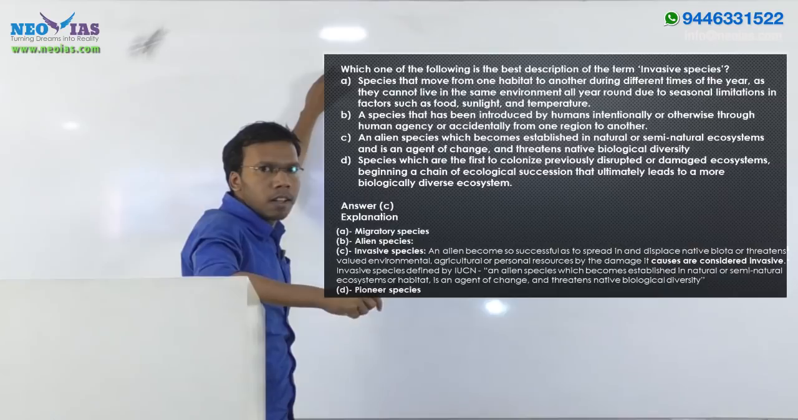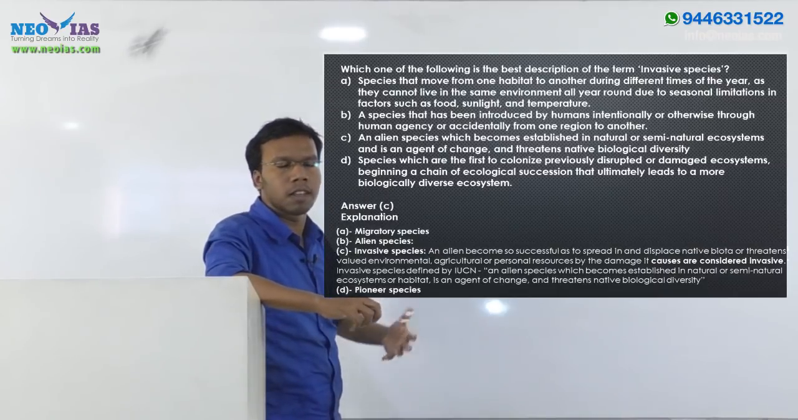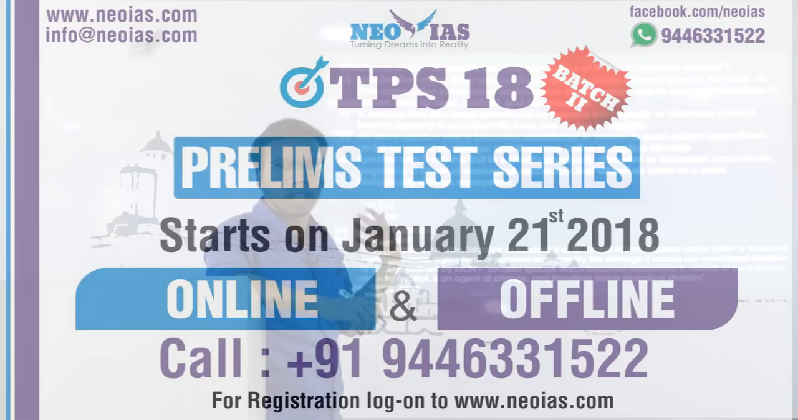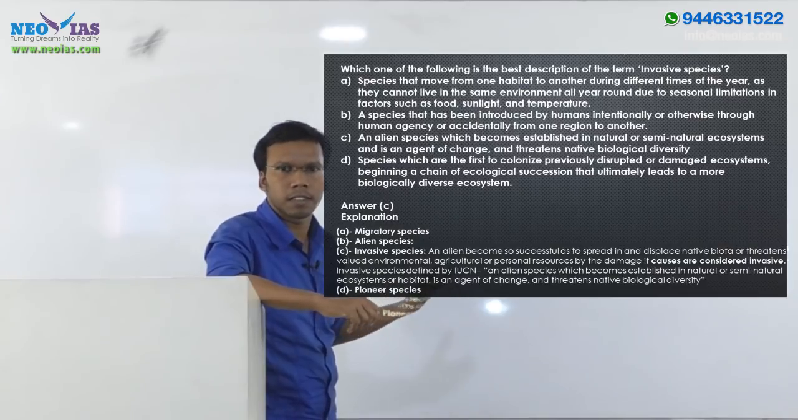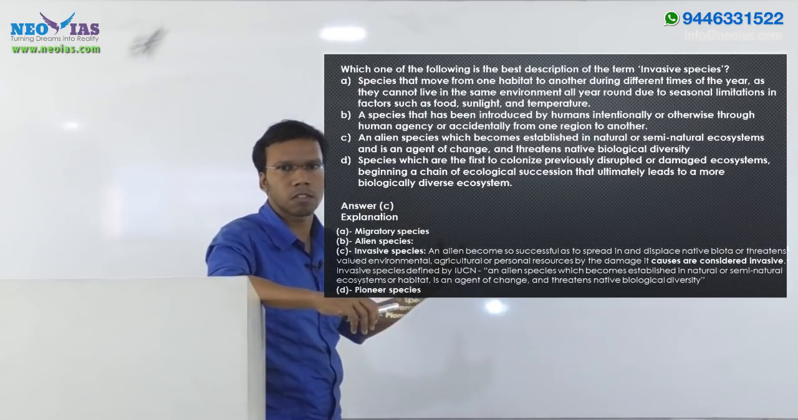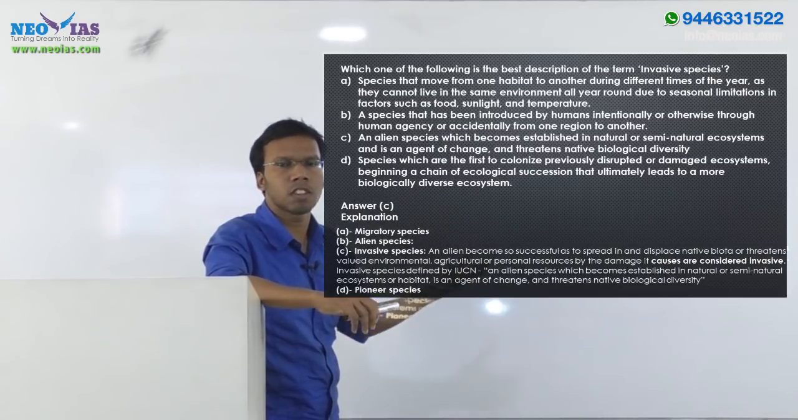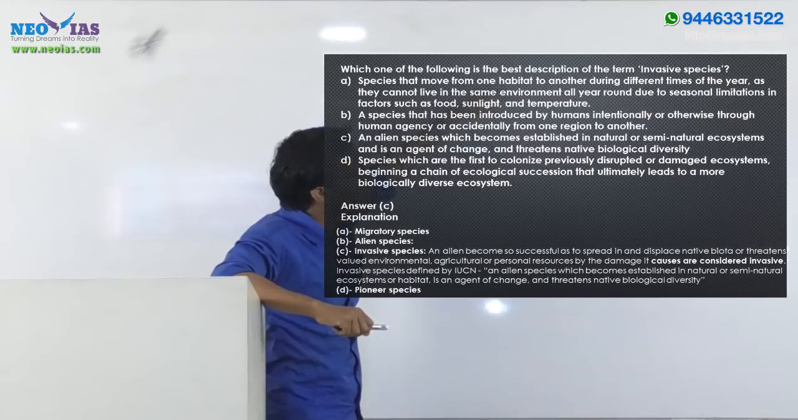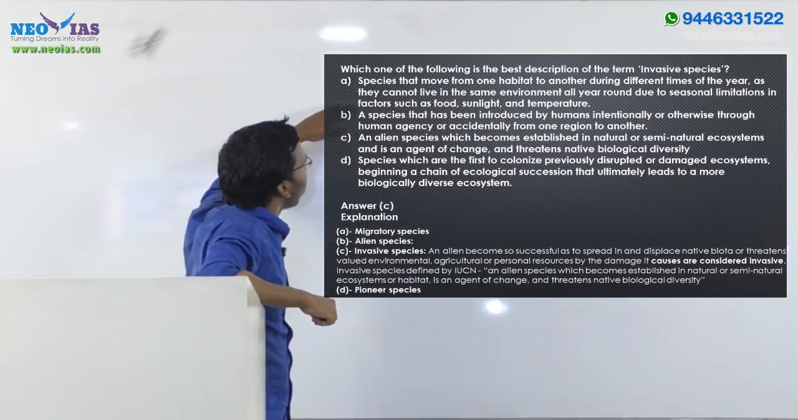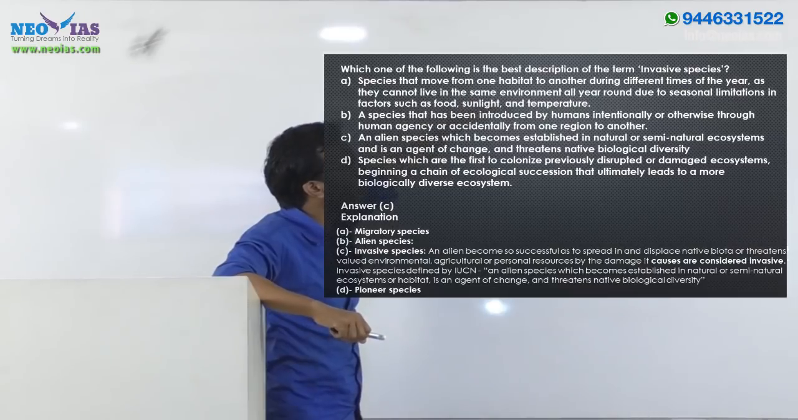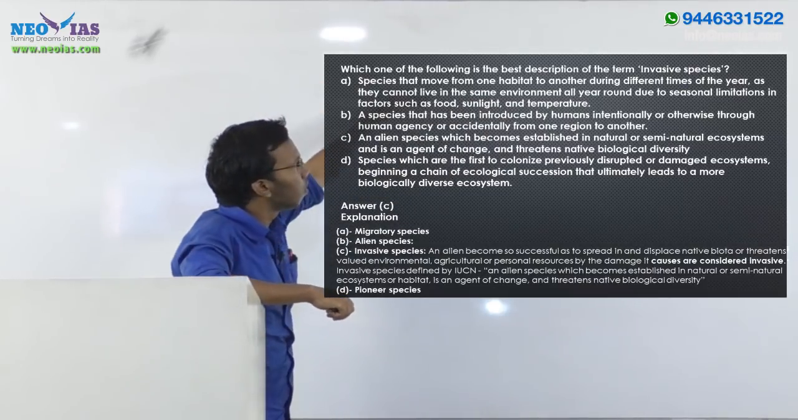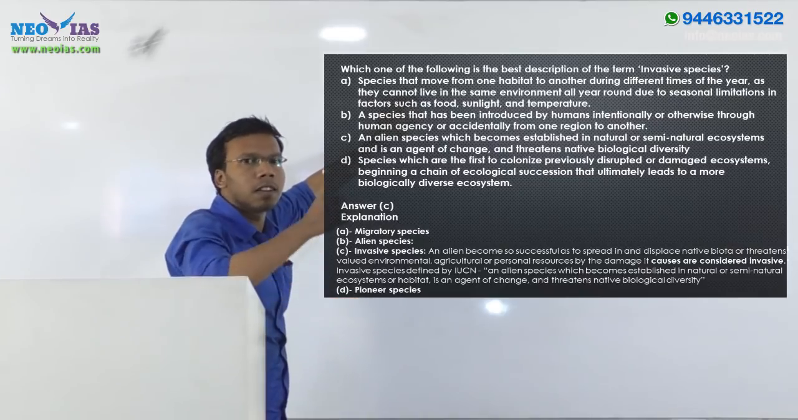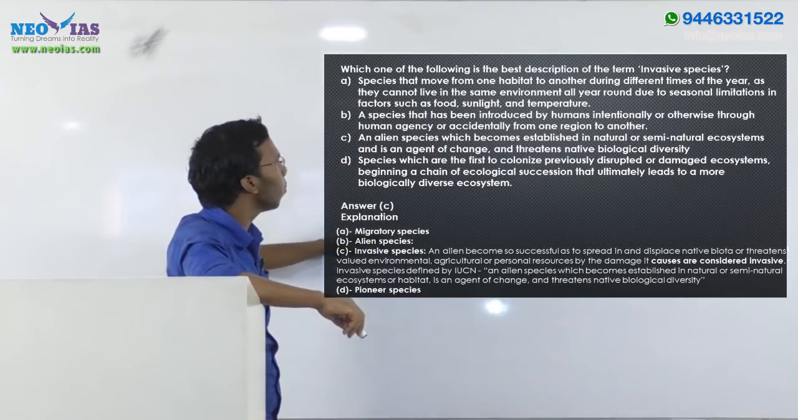We know migratory species, right? Amur falcon is a migratory species. Then Sarus crane is a migratory species. Siberian crane is a migratory species. So like that, there are lots of migratory species. That means due to some environmental changes, due to temperature difference or something like that, the species will move to some other ecosystems, and that is known as migration. So the first statement is about species that move from one habitat to another during different times of the year, as they cannot live in the same environment all year round due to seasonal limitations in food, sunlight and temperature, and that is the term called migratory species. Okay, so A is not the answer.